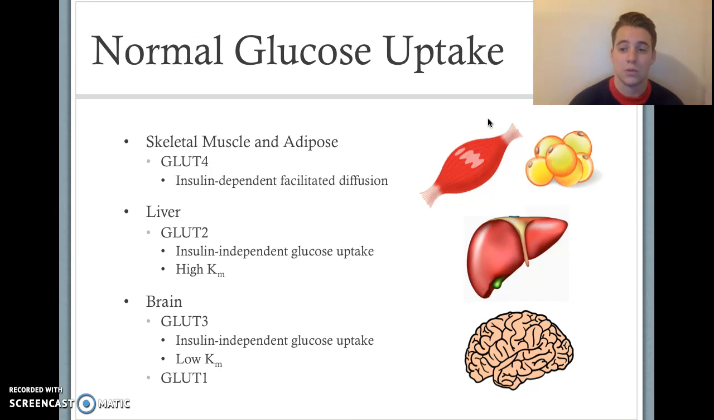diffusion. GLUT2 is the transporter in the liver, and it is an insulin-independent glucose uptake, and we're going to be talking about why in a minute. This has a high Km and a low affinity for glucose. On the other hand, glucose transporter 3 in the brain has a low Km and a high affinity for glucose. It is also insulin independent, and we're going to talk about the importance of why that is in the brain. The brain also uses glucose transporter 1, but not all cells in the brain use glucose transporter 1.